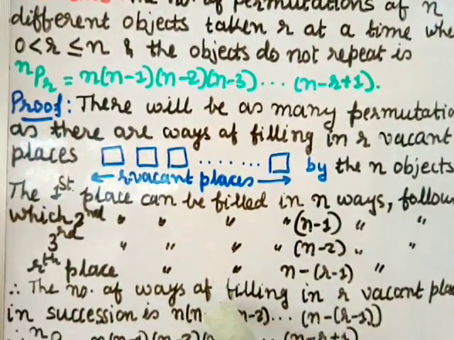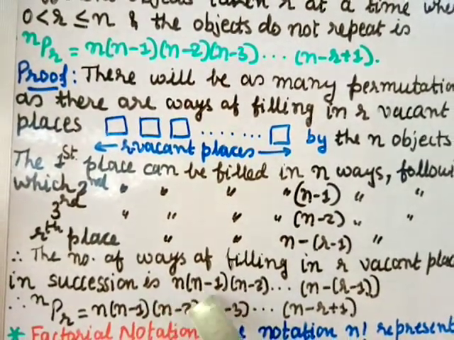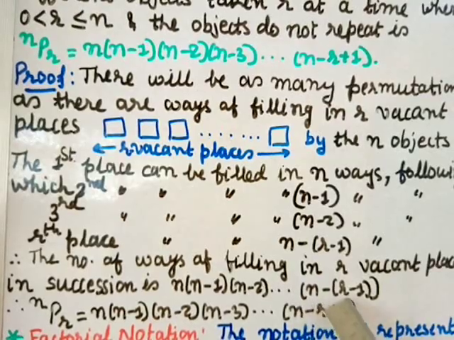Therefore the number of ways of filling in r vacant places in succession is n into n minus 1, n minus 2 up to n minus r plus 1.